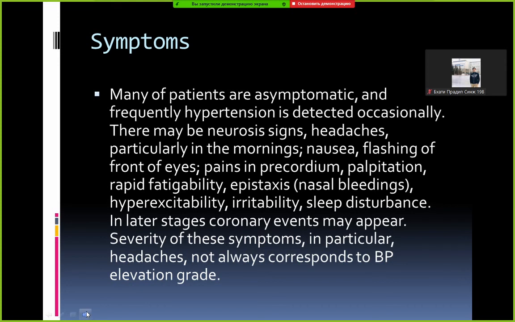Many patients are asymptomatic and frequently hypertension is detected occasionally. There may be neurosis signs, headaches, particularly in the mornings, nausea, flashing in front of the eyes, pains in precordium, palpitation, rapid fatigability, epistaxis, hyperexcitability, irritability, and sleep disturbance. In later stages, coronary events may appear. Severity of these symptoms, in particular headaches, does not always correspond to blood pressure elevation grade.